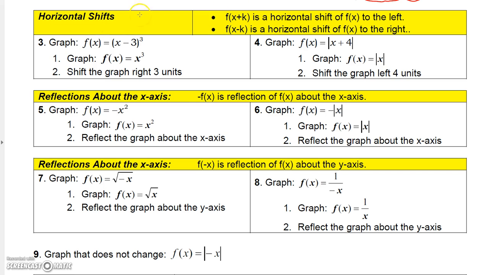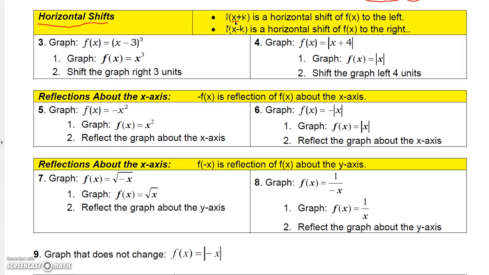Now the horizontal shifts are a little bit more difficult to understand because rather than adding a constant, what you're doing is you're actually replacing x. Actually, let me start again. You're replacing x with x plus a constant or x minus a constant.